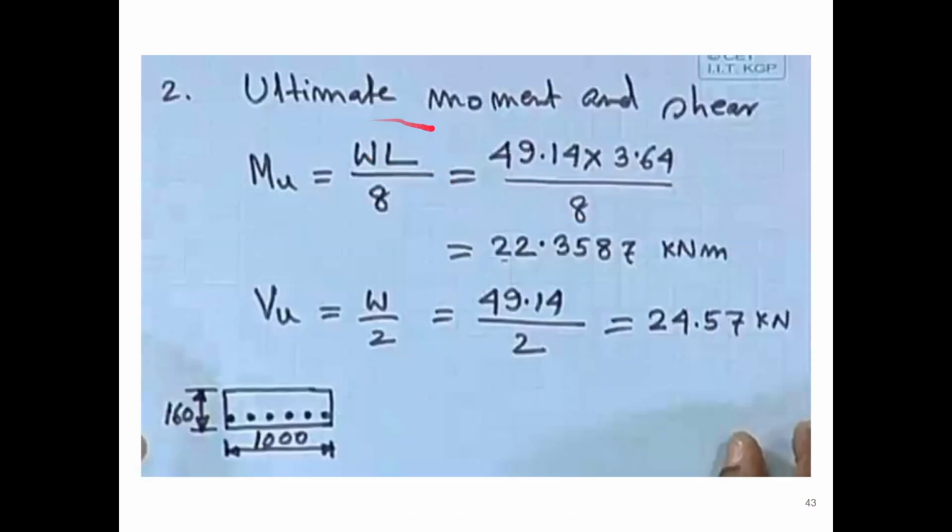Second will be the ultimate moment and shear evaluation. So finding the ultimate moment and shear, the Mu value will basically be WL by 8. That is the maximum, and we all know from mechanics class that the maximum moment in a simply supported beam occurs at midspan, which is WL square by 8. If you consider it as a concentrated load, it will be WL by 8. So Mu equal to WL by 8.